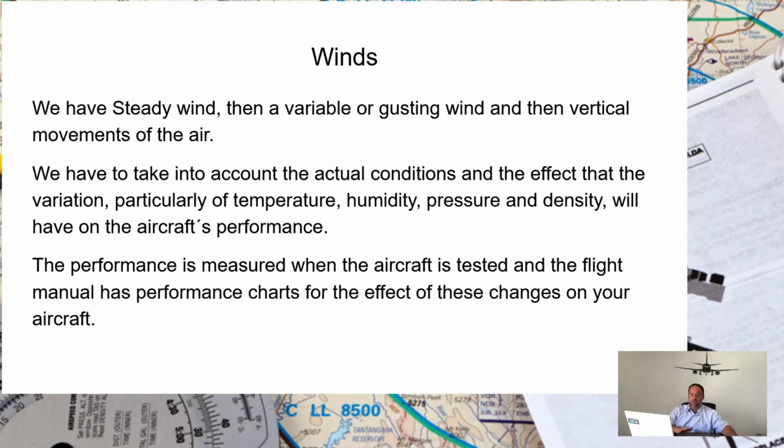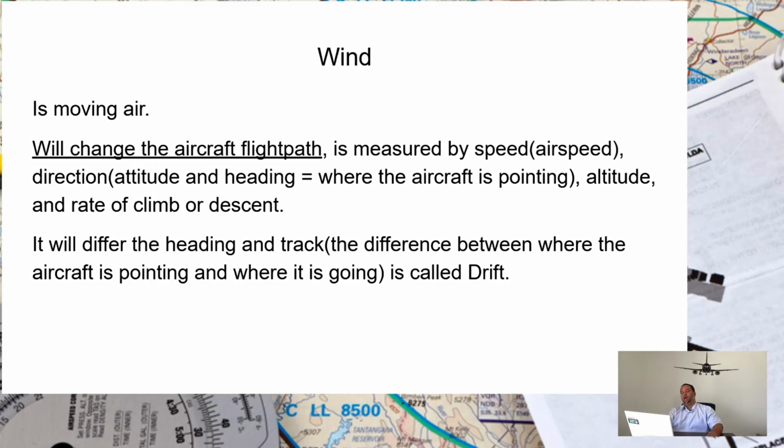The performance is measured when the aircraft is tested, and the flight manual has performance charts for the effects of these changes on your aircraft. Performance is measured by the manufacturer. Wind is moving air. It will change the aircraft flight path.